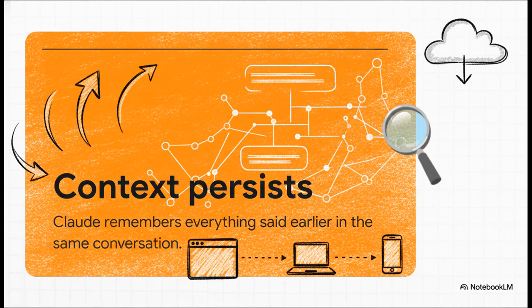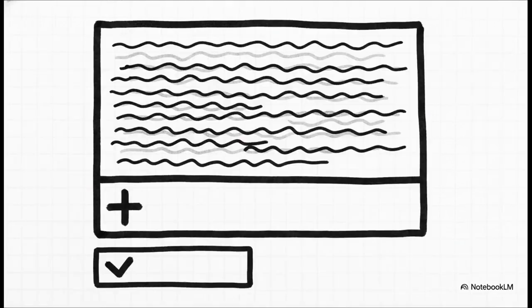Well, the secret lies in one simple rule. Context persists. Unlike a standard search engine, Claude actually remembers everything you've said earlier in that specific conversation. You don't have to keep re-explaining yourself over and over. You just seamlessly build on what came before, whether you're using it on the web, Mac, Windows, or your mobile phone.